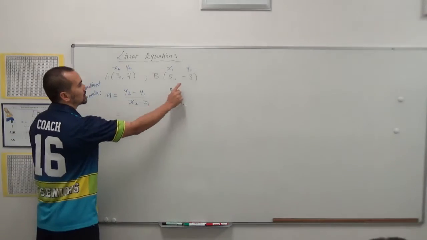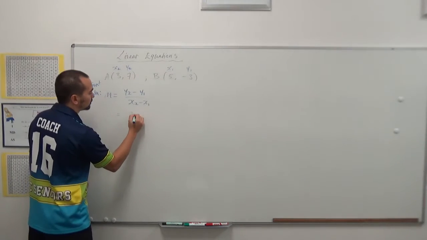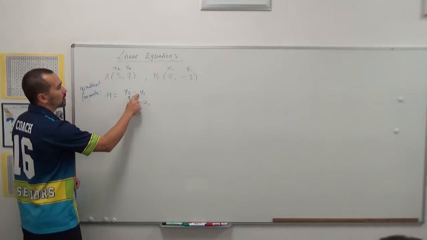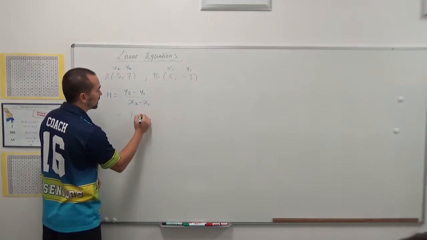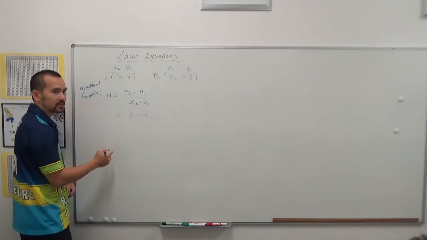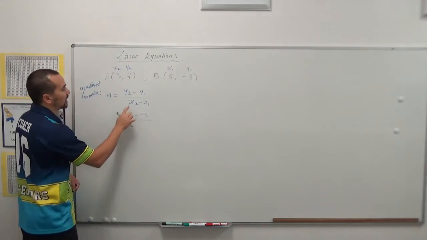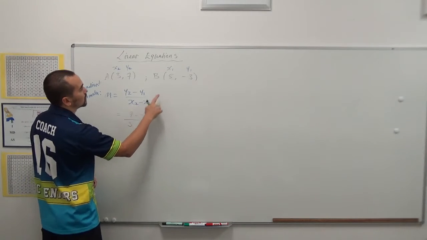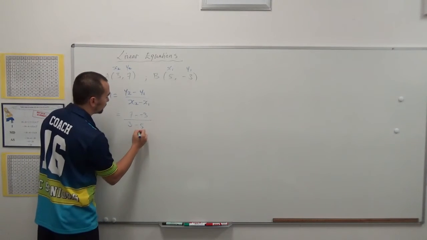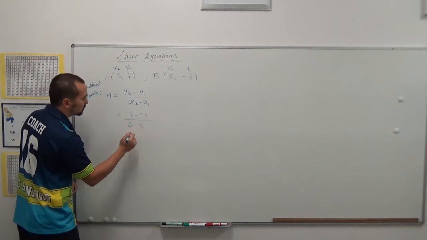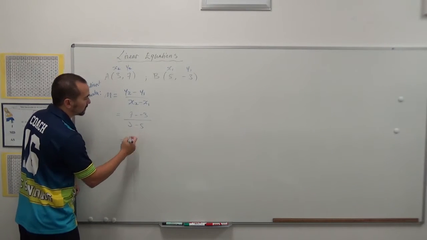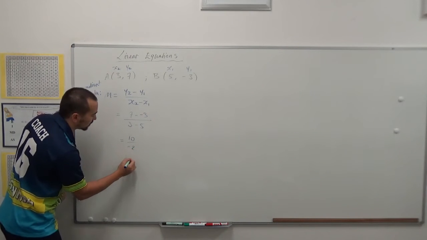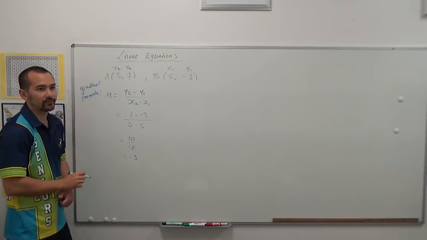So y2 is here, 7. And y1 is there, negative 3. So we have a double negative scenario. x2 is here, we have 3. And x1 is there, it's 5. So 7 plus 3 makes 10. 3 take away 5 is negative 2. Our gradient is negative 5.